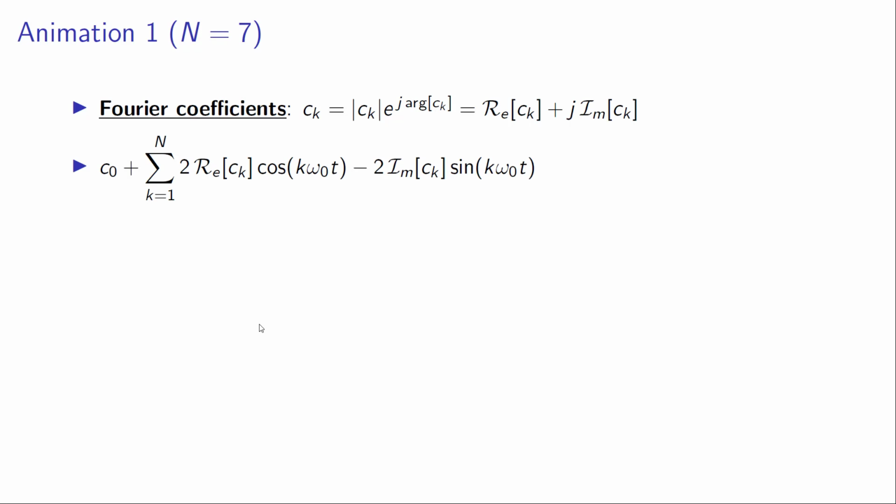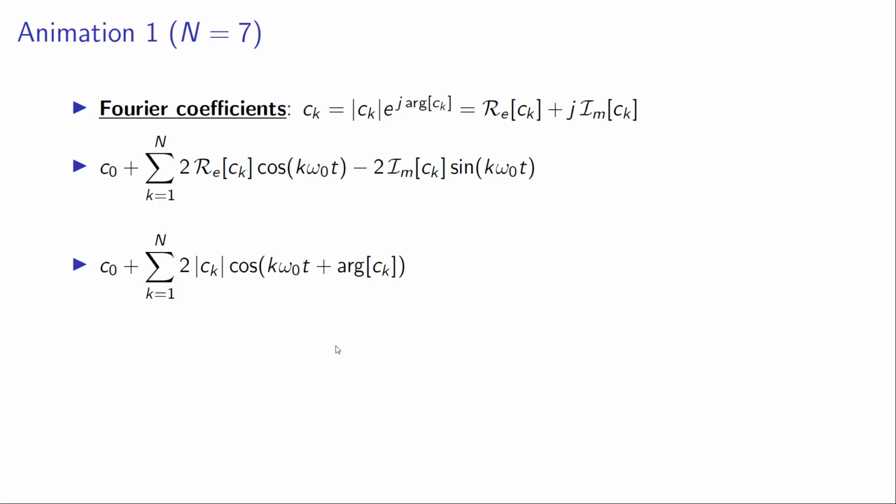In this first expression over here, we have replaced the degrees of freedom a_k and b_k by playing with the real part of c_k and the imaginary part of c_k. We will see later why we have this coefficient 2 over here, and why we have here a minus sign. But here, to produce a function, you can play with the parameters C0, the real part of c_k, and the imaginary part of c_k, where k again ranges from 1 to 7.